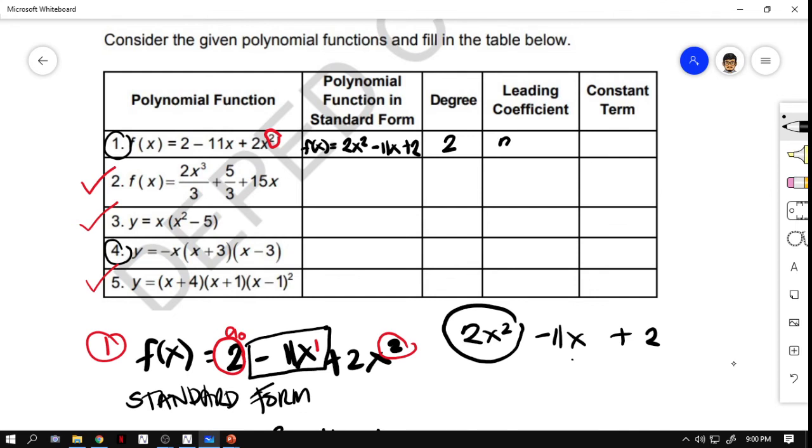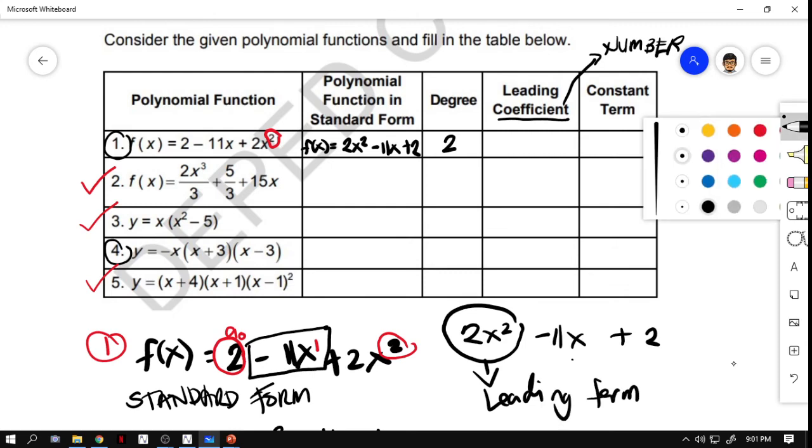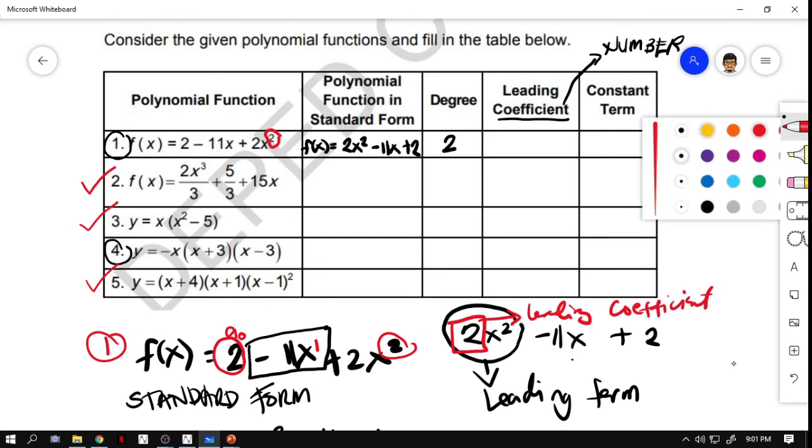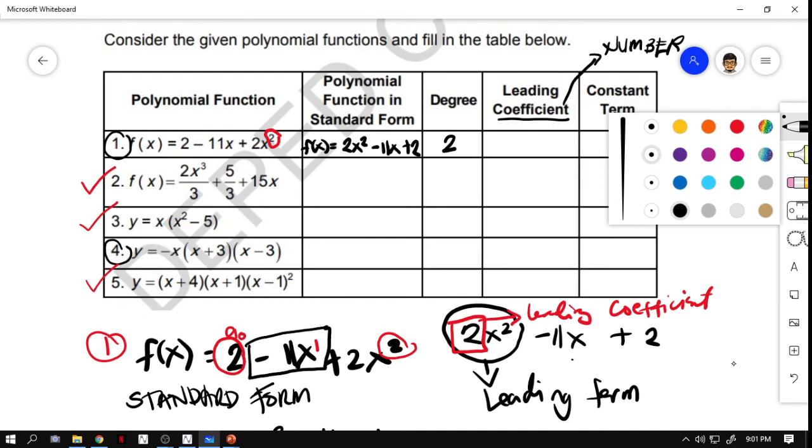Correct? So, if 2x squared is the leading term, ano yung leading coefficient niya? Pag sinabi mong coefficient, this is the number. Okay? This is the number in the given term. So, this is the leading term. So, kung leading term yan, ano yung number niya? Eh, di 2. So, 2 here is the leading coefficient. Okay? So, this is 2.